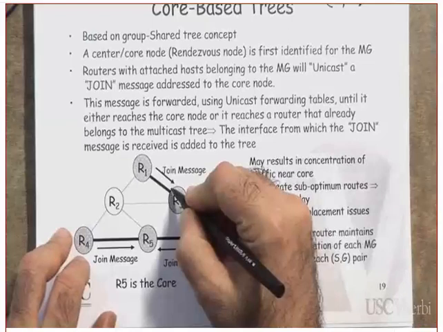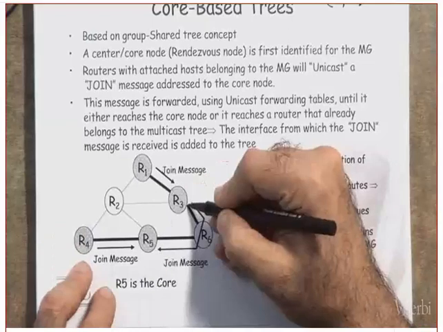In the previous one, the source-based tree, there is always flooding in there and then you wait for it to be pruned. Clear? And here there is no flooding. You want to join, you send a join message to the core point.